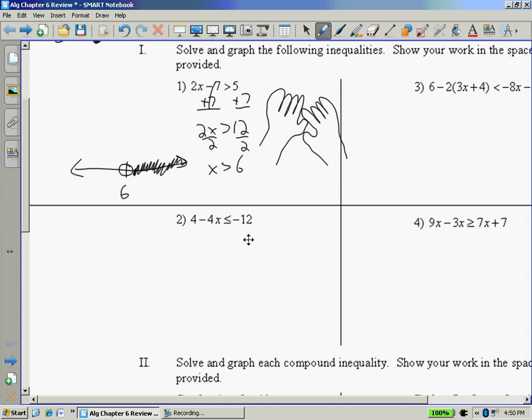Okay, and number 2, again, I'm going to keep, change here and switch them, using the commutative property of addition. We're going to subtract 4. Negative 4x is less than or equal to negative 16. Divide by 4. Whoa, what happens? We're going to have to switch the inequality symbol. So divide through, we get a positive 4.